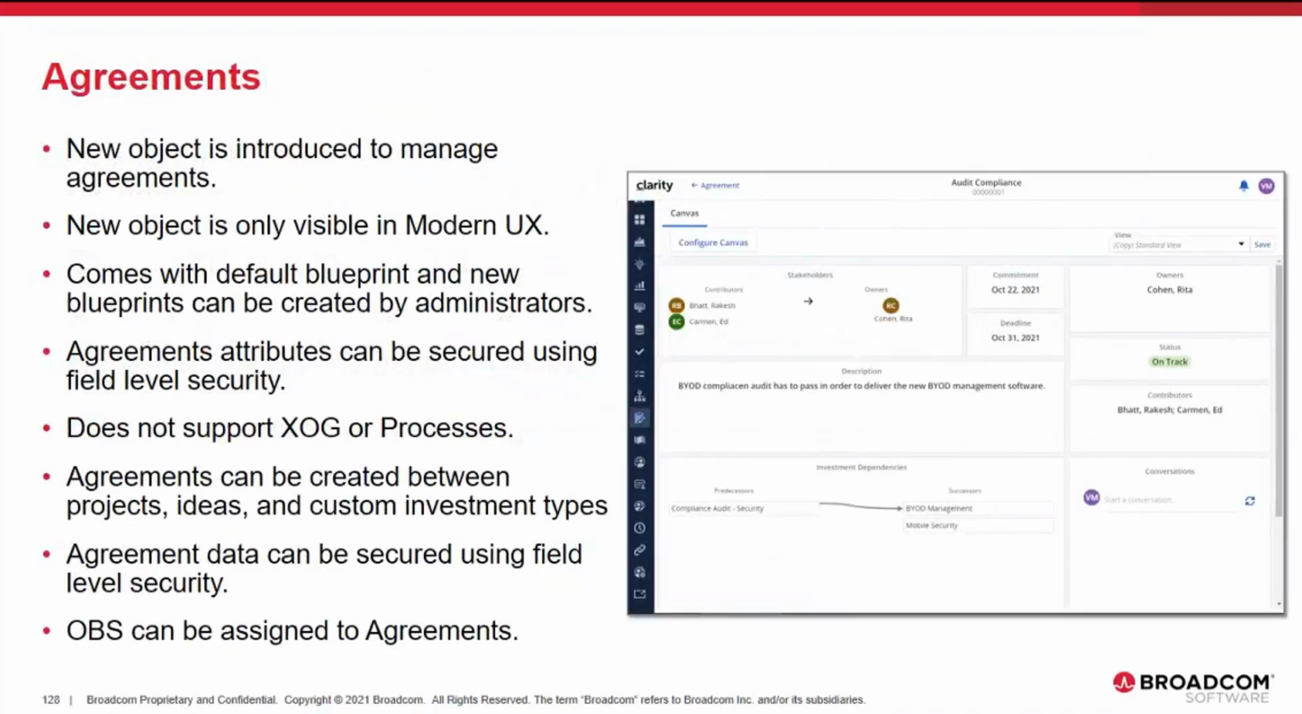So agreements is going to be a new object that is being introduced in 16.0.0. This new object will only be visible in the modern UX. This object comes with a default blueprint, and new blueprints can be created by administrators. Agreements attributes can be secured using field level security. Currently, we do not support Xog or Process, but REST APIs are available. Agreements can be created between projects, ideas, and custom investment types. Agreement data can be secured using field level security, and OBS can be assigned to agreements.